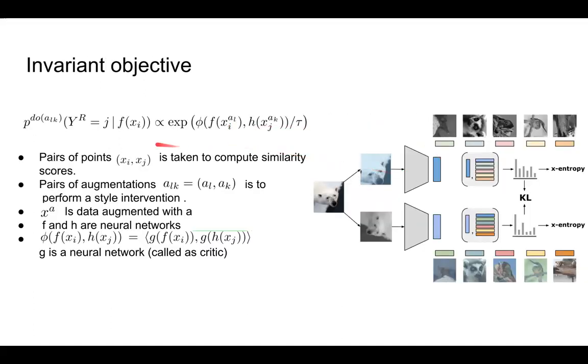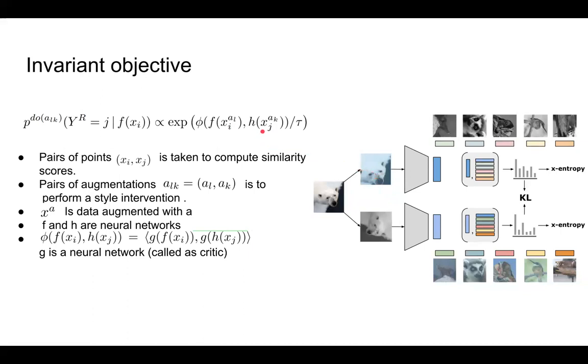Okay, I put the equation, still the same equation here. Let's say that we have two data points. Let's say the first one is a bear, and the second one may be a bear or other animals like here. So the first, let's say we do an AL style intervention, maybe coloring this image blue. So here XI of AL becomes this image.